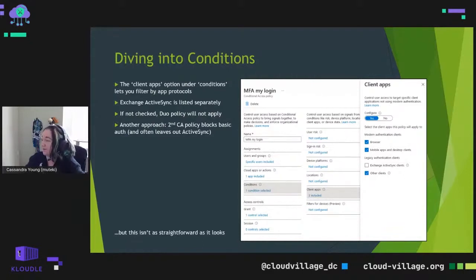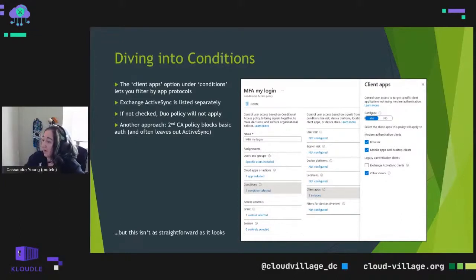But you'll notice that Activesync is listed separately. And in the new configuration, it's listed as Legacy Authentication Client. So there are some Exchange Activesync clients that are actually integrated with modern authentication, but that is not necessarily the case, and it doesn't really indicate that it's always going to be under modern auth if it has a basic authentication workflow.